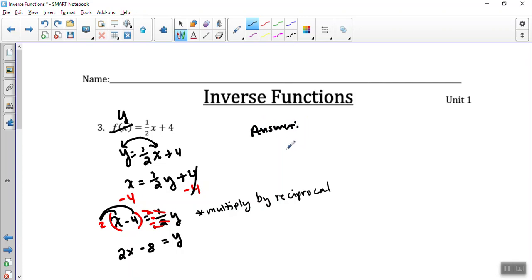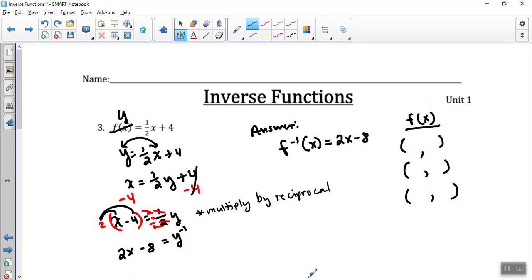So I'm saying that my answer is the f inverse of x is equal to whatever I got here, 2x minus 8. You can put a little inverse symbol here too, just so that you know where it is. 2x minus 8. Now I'm going to check my answer. So for my f of x is 1/2 x plus 4. I'm going to try to get 3 coordinates. So I want to write down just 3 different coordinates.